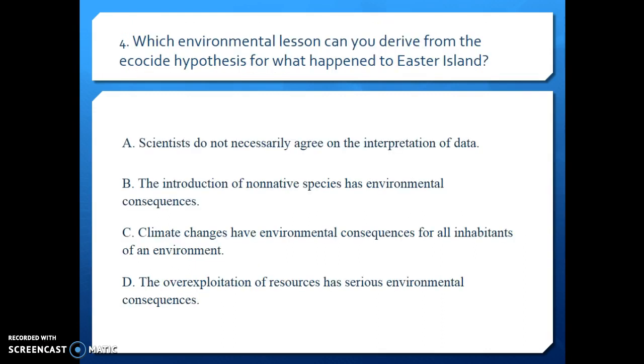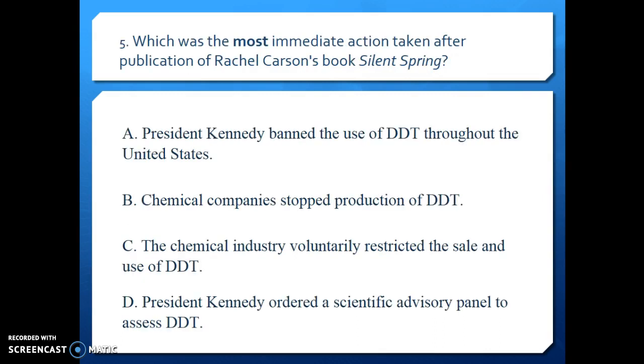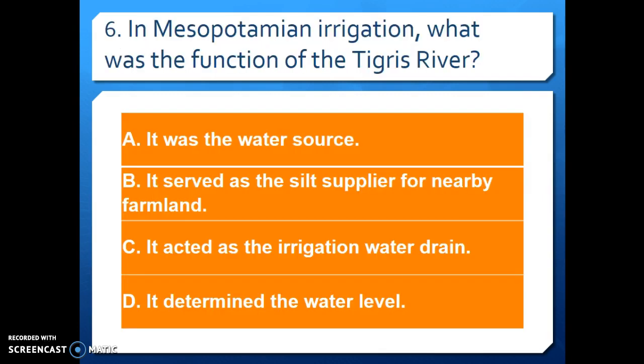Which environmental lesson can you derive from the ecocide hypothesis for what happened to Easter Island? Which was the most immediate action taken after publication of Rachel Carson's book, Silent Spring? In Mesopotamian irrigation, what was the function of the Tigris River?